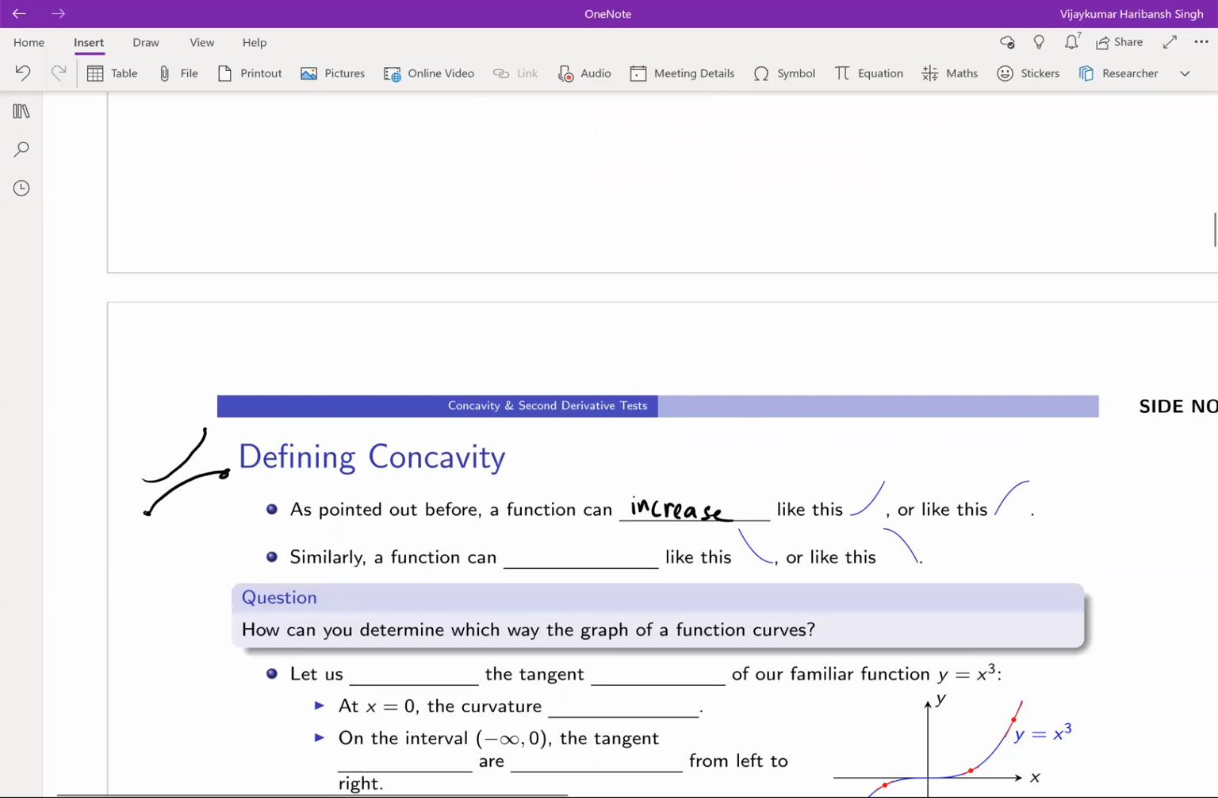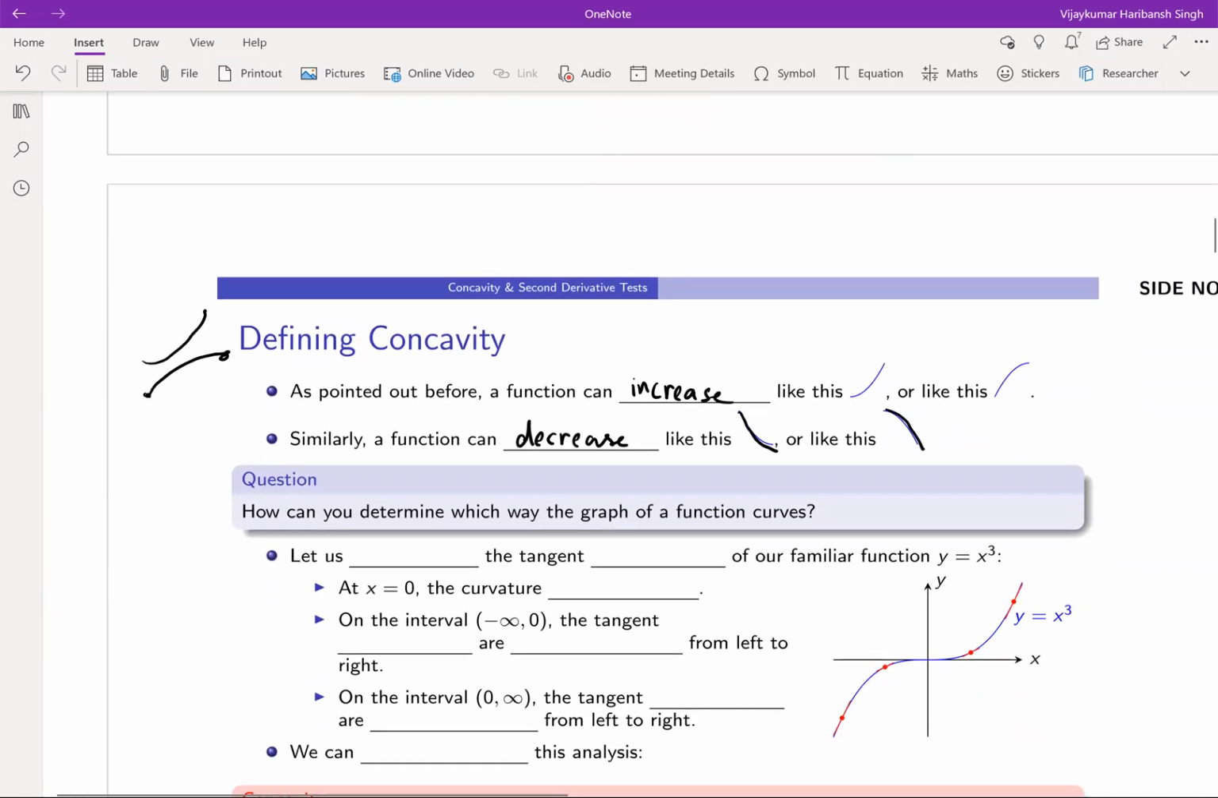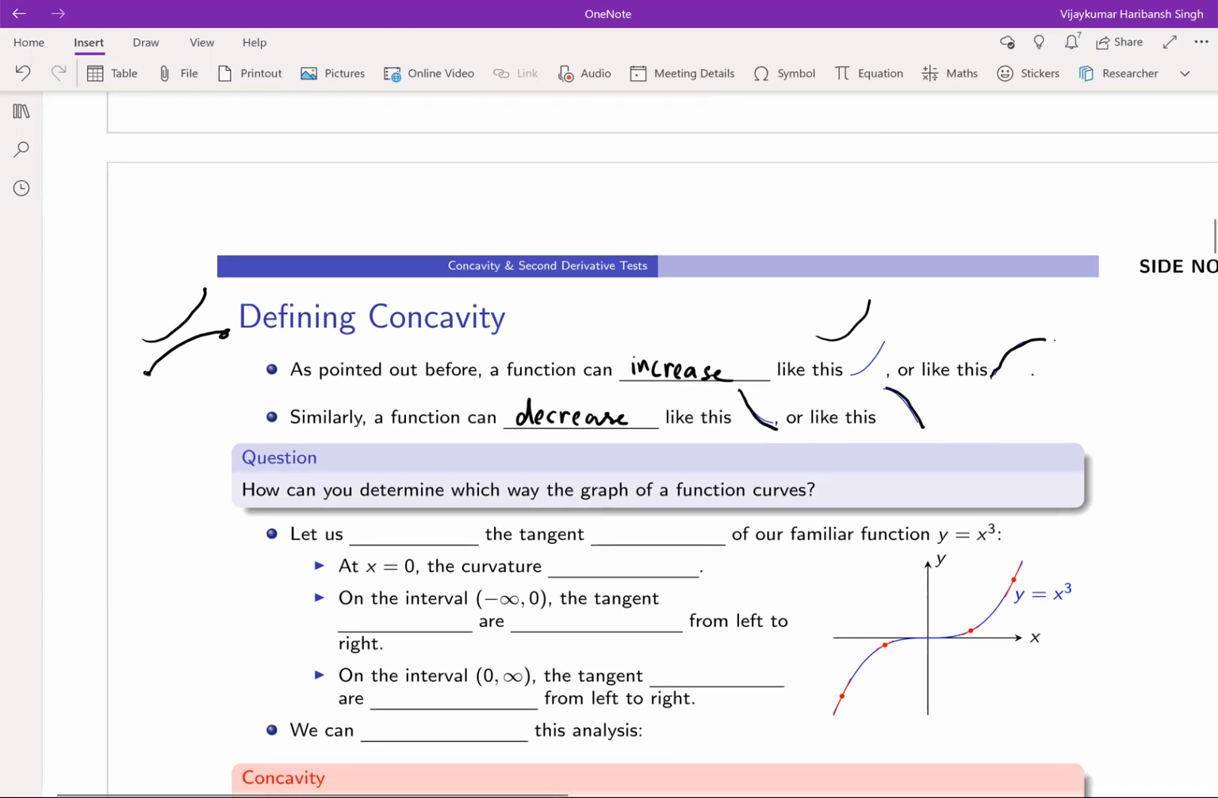Similarly, a function can decrease either in this format or that format. So you notice there's a difference between the shape of the graph. In this case, it's like that, and in the other case, it's like that. So now, how can we determine in which way the graph of the function curves? Does it curve like this or like that? Both are increasing in this case.